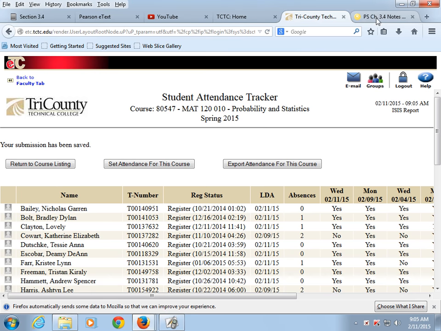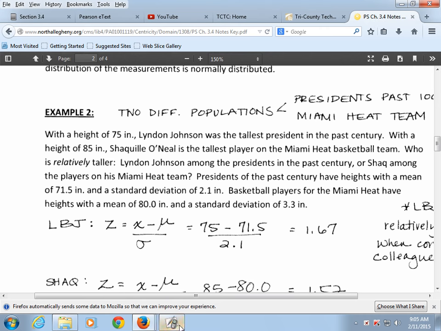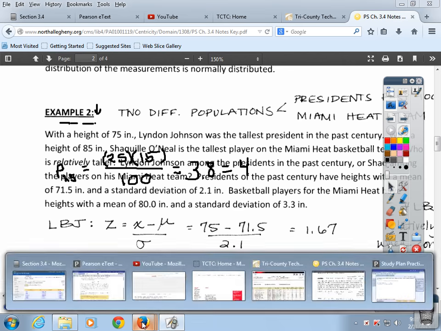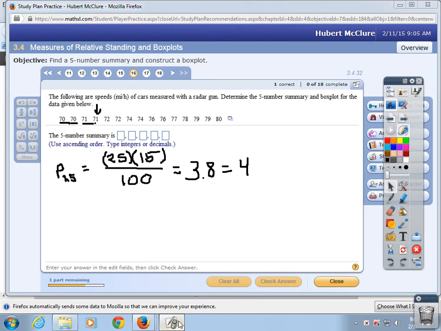I don't even know where I'm at now. So, there's the 25th percentile. The 50th percentile is going to be 1/2 of 15, which is what? 7.5, which is 8. So there's 4, 5, 6, 7, 8. And then the 75th percentile would be what?